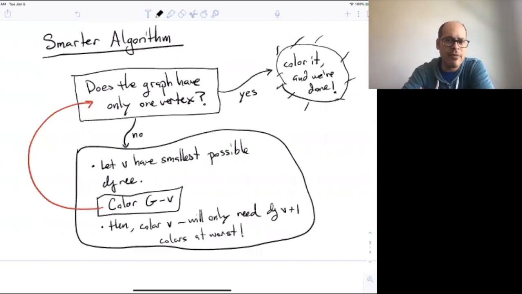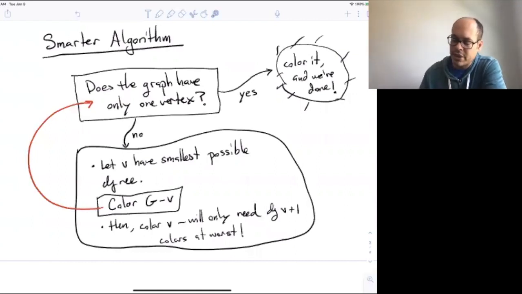So I'm phrasing this as a recursive algorithm, and if you're not used to recursive algorithms, it can maybe feel like the sound of one hand clapping to some extent, but let's just get used to it. It's kind of fun. Here's how the argument goes. Somebody hands you this graph. You're going to use as few colors as possible, and we say, first step, does the graph have only one vertex? If so, we know what to do. Just give it some color, we're done.